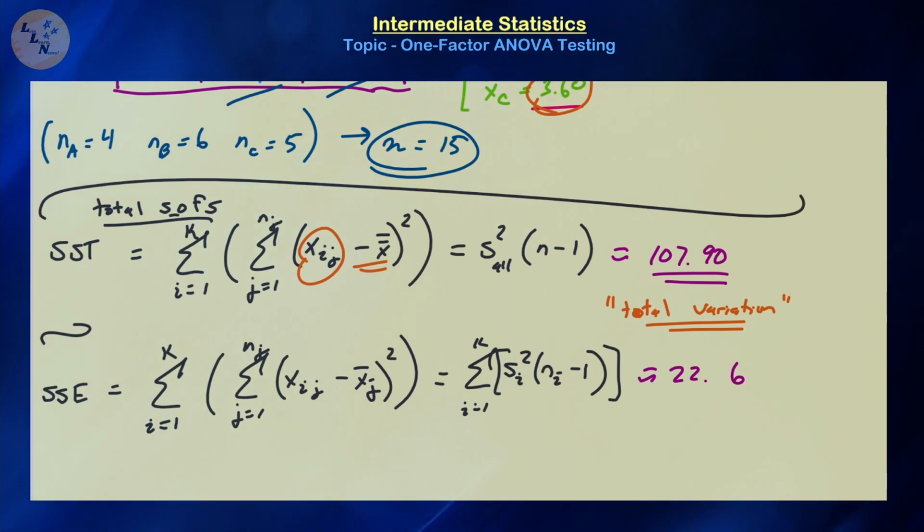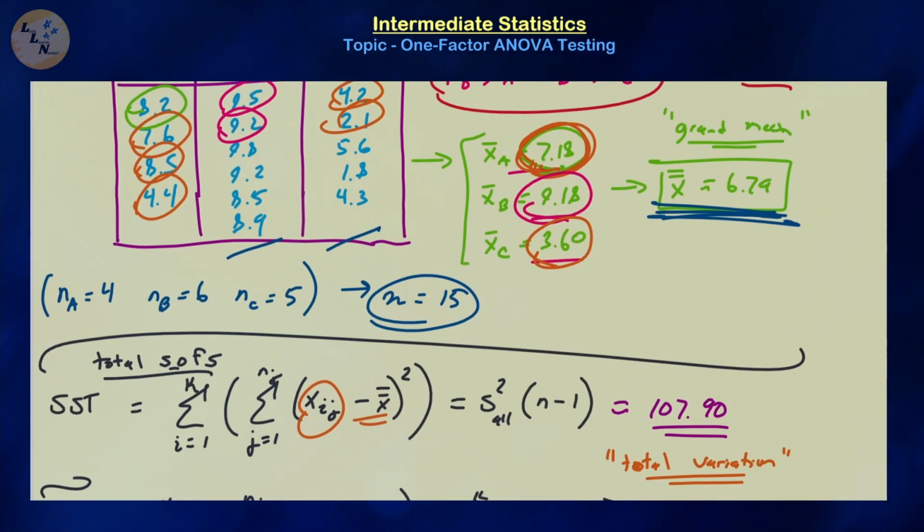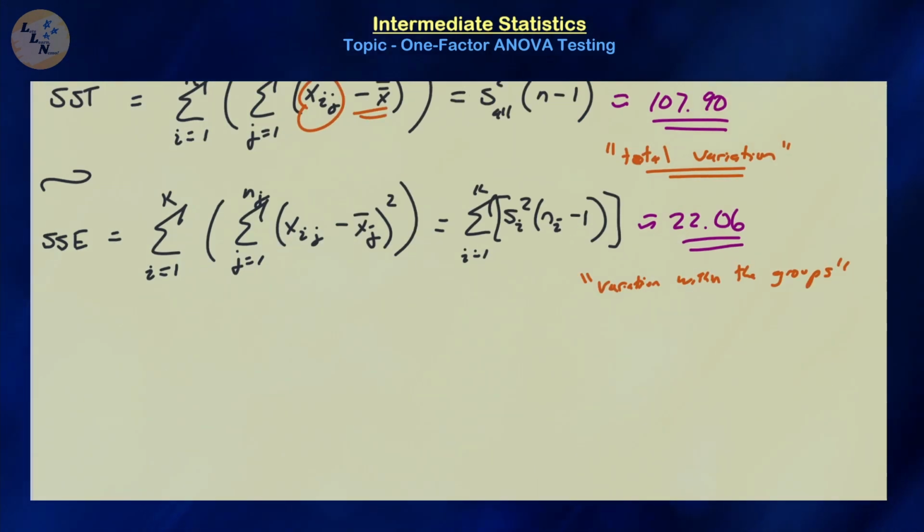All right, so 22.06. And you can interpret this as the variation within the groups, because I am comparing each of the values within the groups to their particular group mean. So that's the second metric that we have.